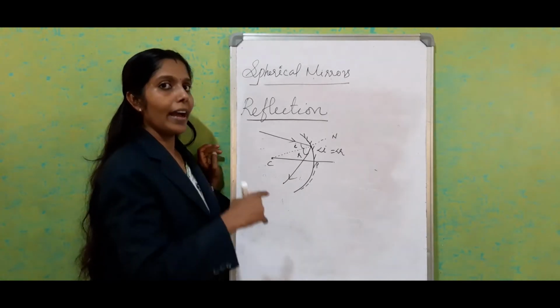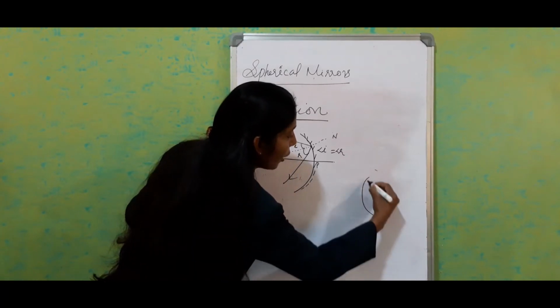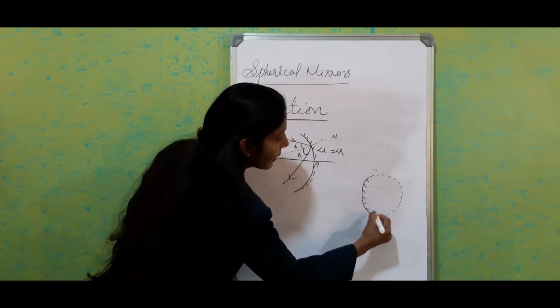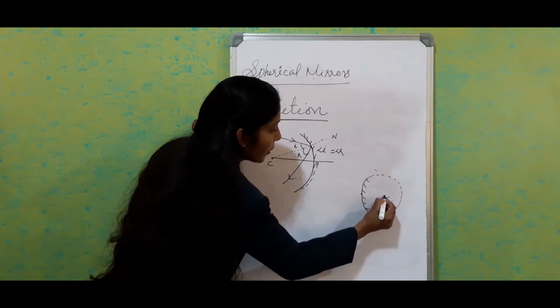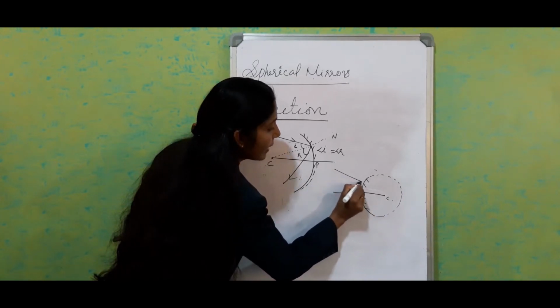We'll see how we have to draw this in the case of a convex mirror. Just see this as a convex mirror. So this also will have a center of curvature here and a pole. So this is the line which is passing through that. Just consider a line striking over here.